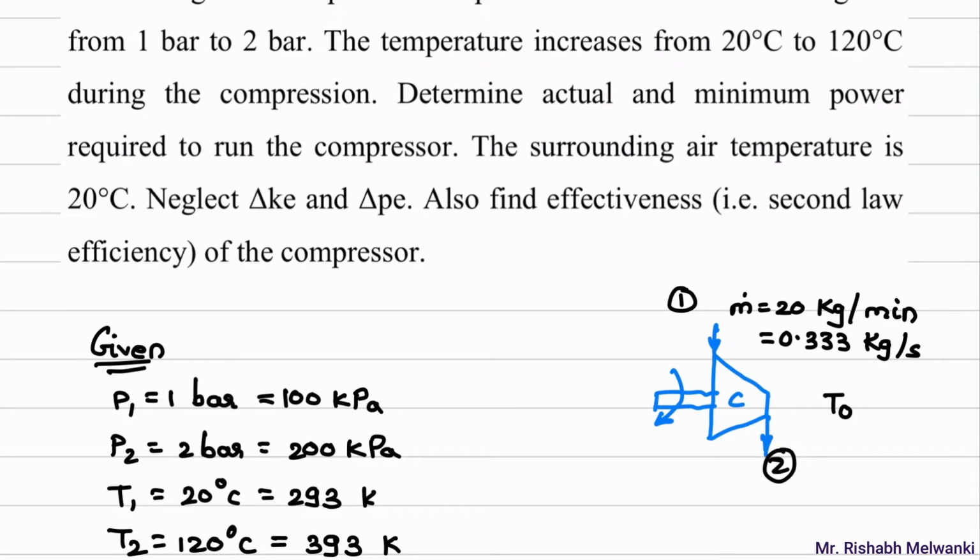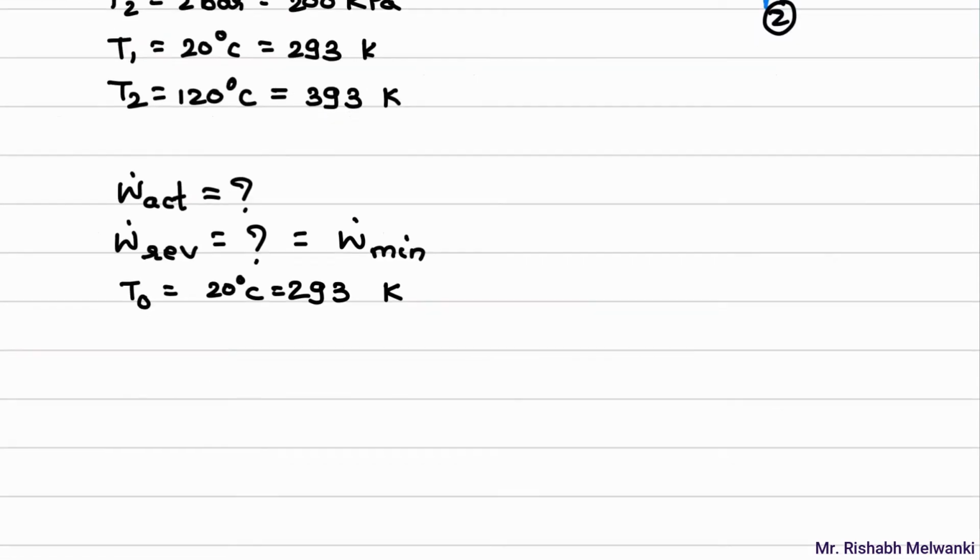Now next question: also find effectiveness. Effectiveness means second law efficiency of the compressor. So what all things do we have to find out? W dot actual power, W dot reversible meaning minimum power, and second law efficiency. So I'll write down one more question that has been asked over here.